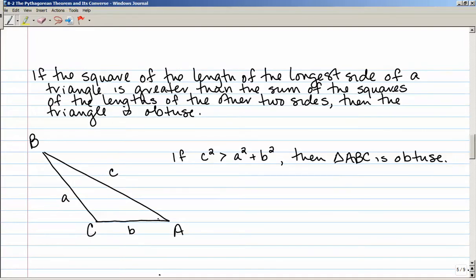Also, if the square of the length of the longest side of a triangle is greater than the sum of the squares of the lengths of the other two sides, then the triangle is obtuse. So in this case, if the longest side is squared, if that is actually longer than the other two squared and added together, then triangle ABC is obtuse.